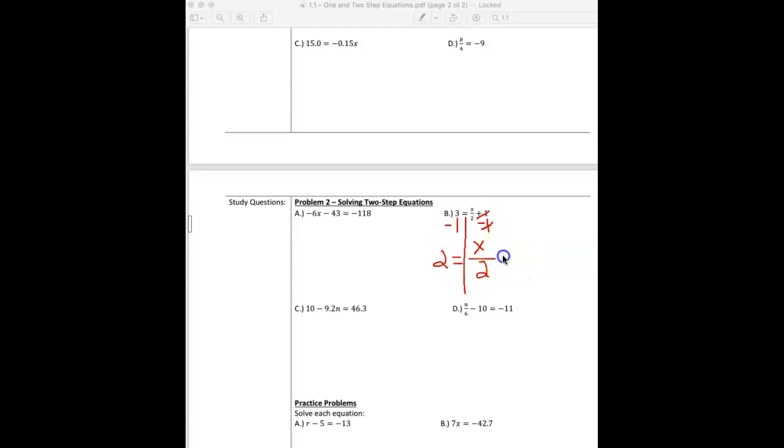What you're going to want to do to get x by itself is the opposite of dividing by 2, multiply by 2, and that will cancel out. So you'll have x by itself. And in order to keep your equation true and balanced, whatever you do to one side, do to the other side. So multiply this side by 2. 2 times 2 is 4, and 4 equals x. And there's your 2 steps, done deal.